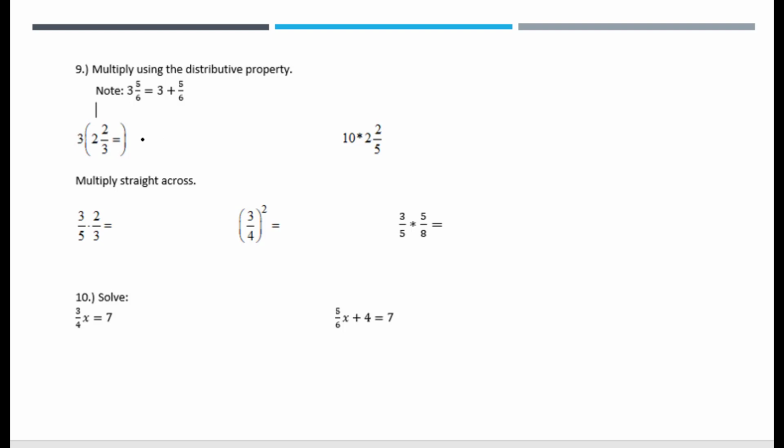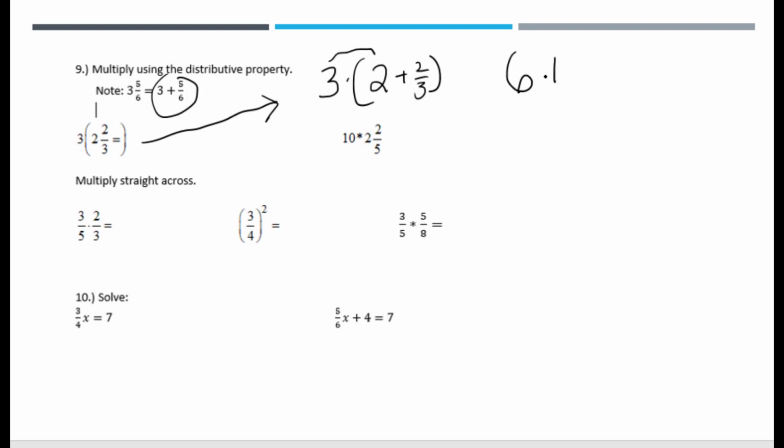I'm going to do this one here for you a little bit. 3 times, I'll put it in parentheses, 2 plus 2/3. And that's knowing how numbers are put together. And then using the distributive property, 3 times 2 is 6, plus 3 times 2/3 is the 3 divided by 3 is 1, 1 times 2 is 2, and that's 8.